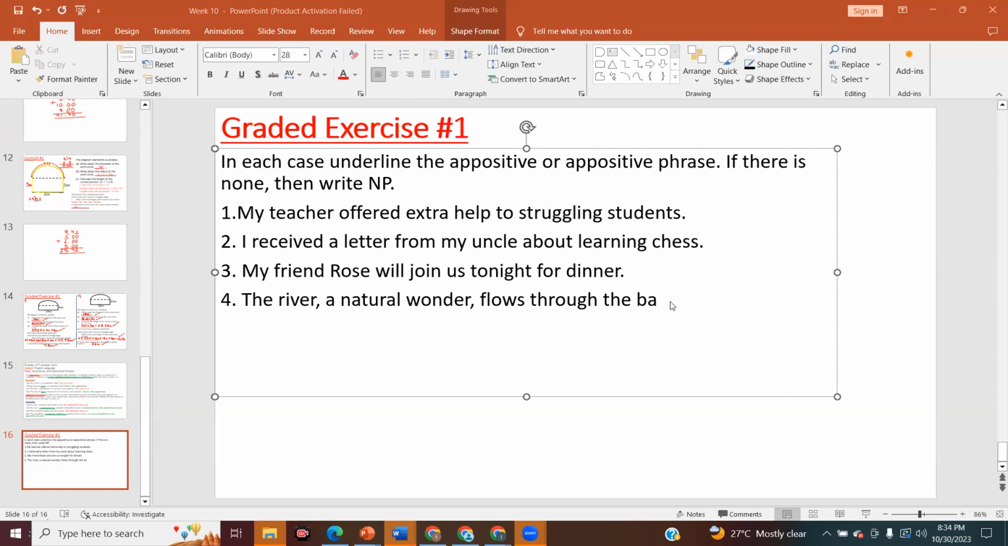Mr. Petit, if it's an appositive phrase with the... If it's an appositive phrase, then underline it. All right. If it's an appositive phrase, then underline it. If it's not an appositive phrase, then you have to put NP. So the river, a natural wonder, flows through the valley. Number 5. Sarah, my neighbor, is an accomplished musician.